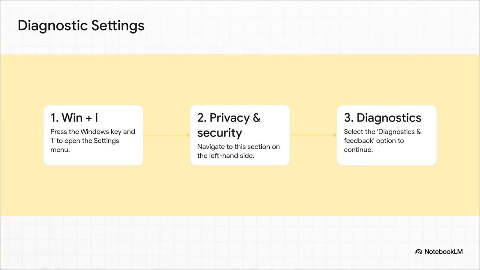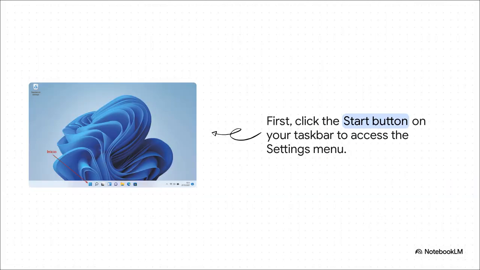Okay, so everything we need is in the settings menu. The quickest way in? Just hit the Windows key and the I key at the same time. Boom, you're there. Once you're in, look for Privacy and Security on the left side, give that a click, and then find Diagnostics and Feedback. And hey, if you're not a fan of keyboard shortcuts, no worries. You can always just click the good old Start button and find that little Settings gear icon. Either way gets you to the exact same place.